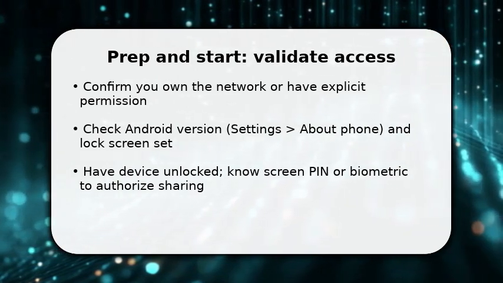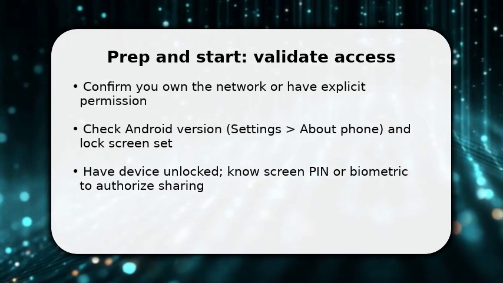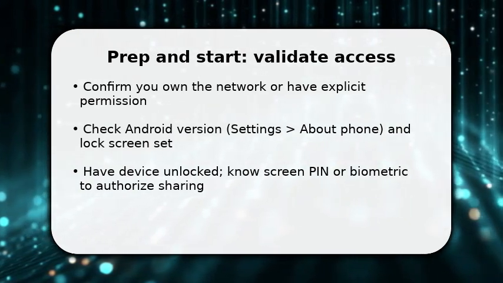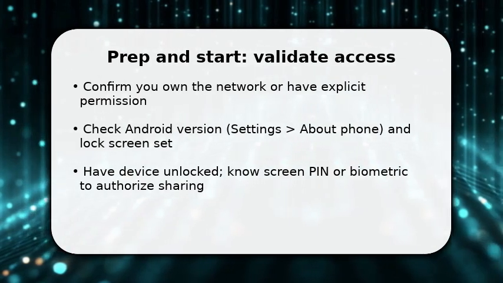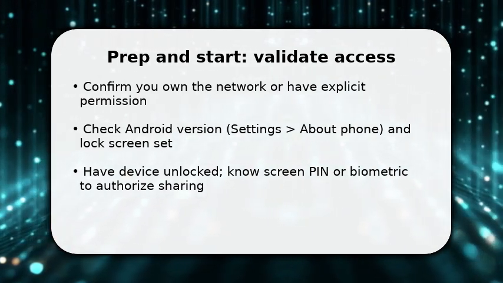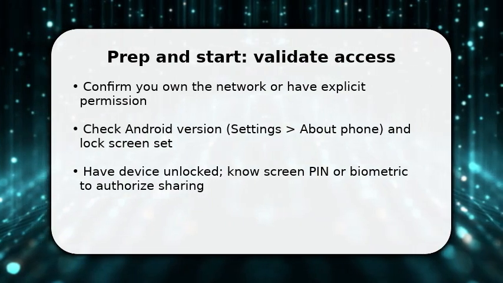Next, open Settings and go straight to Network and Internet, then Wi-Fi, so you are ready to access saved networks. Make sure the device is unlocked and that you can authenticate. This is required to reveal credentials securely and legally.